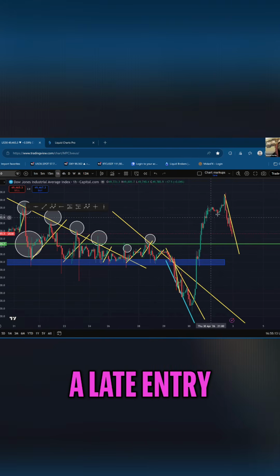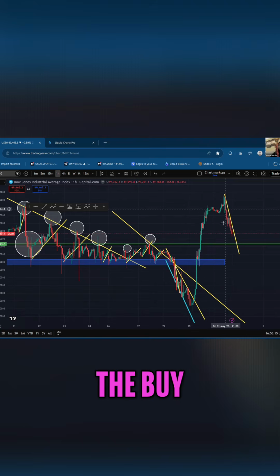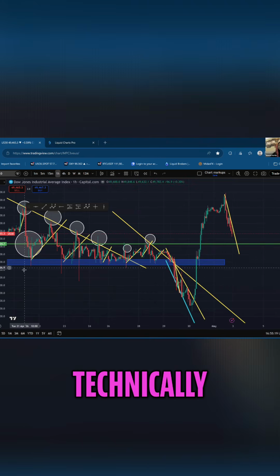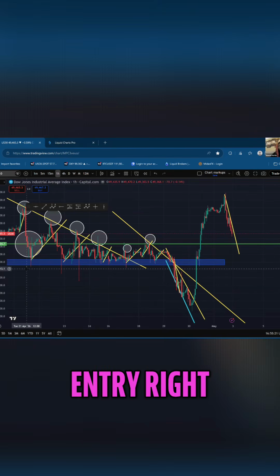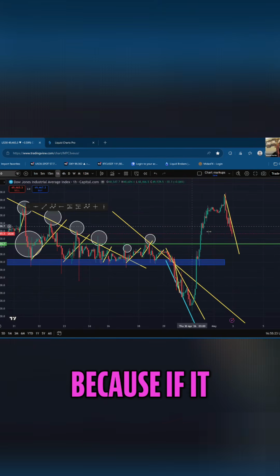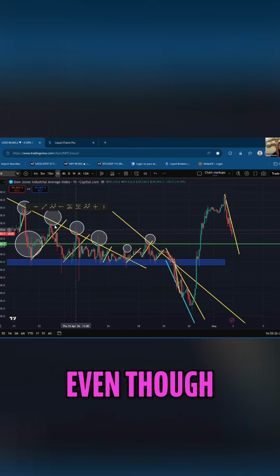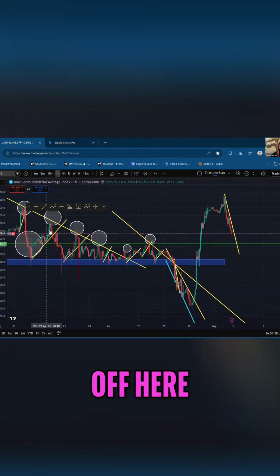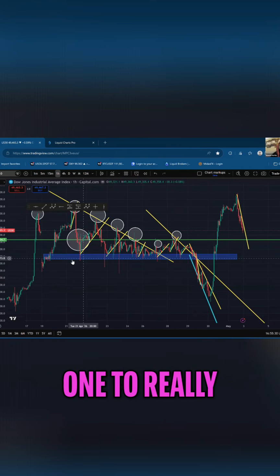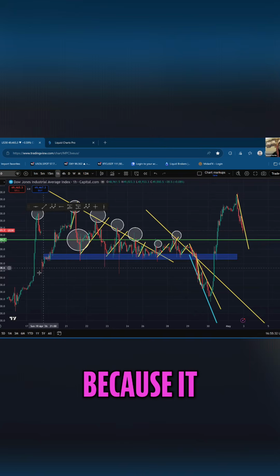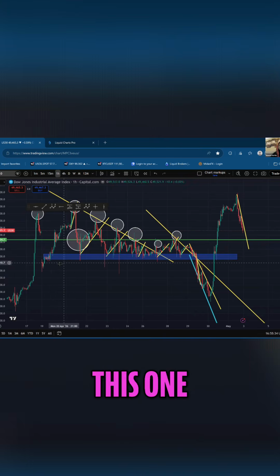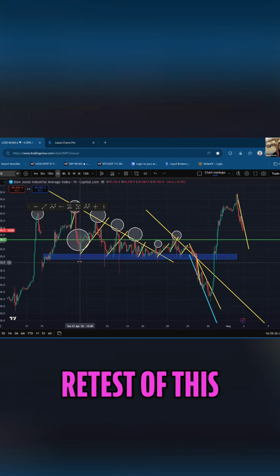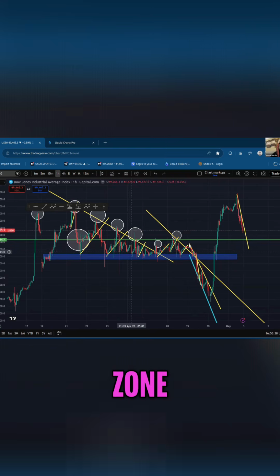So if you got a late entry into the buy, and this would be a demand curve, I would put my stop loss technically below this first entry right here, if that makes sense. Because if it was to actually take off, even though this is a 1 hour chart, it tries to take off here. This was the first one to really start the trend, but technically this one, because this will be the retest of this zone. So a perfect stop loss will be here.